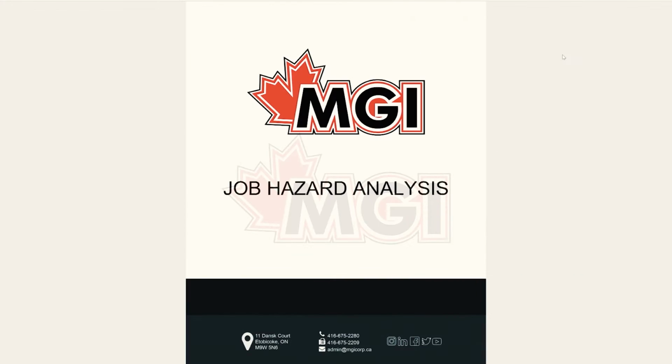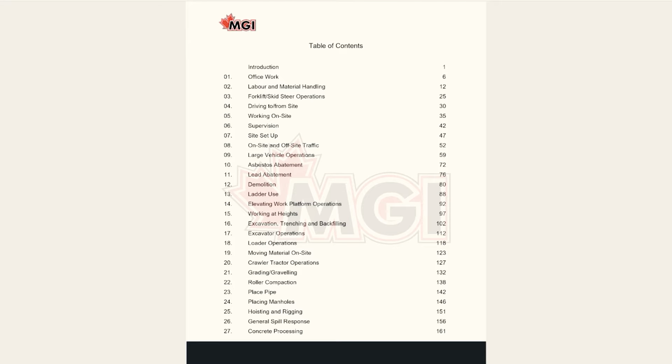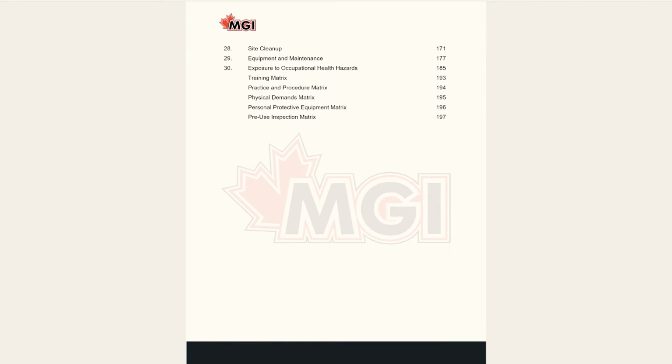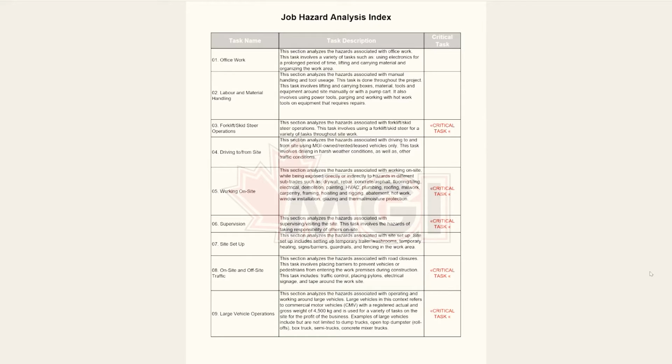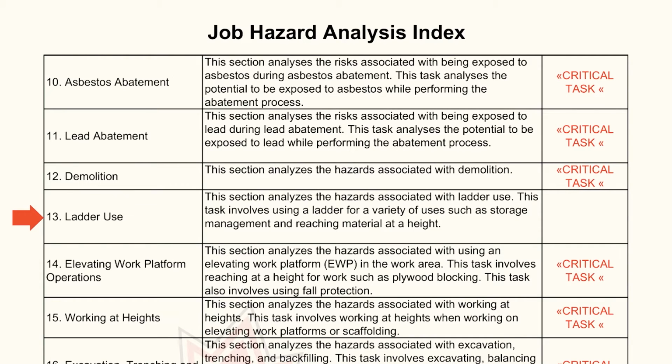Refer to the Job Hazard Analysis Index, located in the document, to identify hazards that may pertain to your specific scope of work. All subcontractors are responsible for creating their own JHA for items not listed in MGI's JHA Index. The Job Hazard Analysis Index will help identify potential hazards that may arise from the work you will be performing.